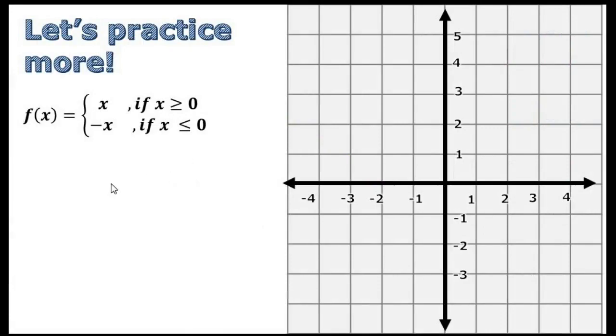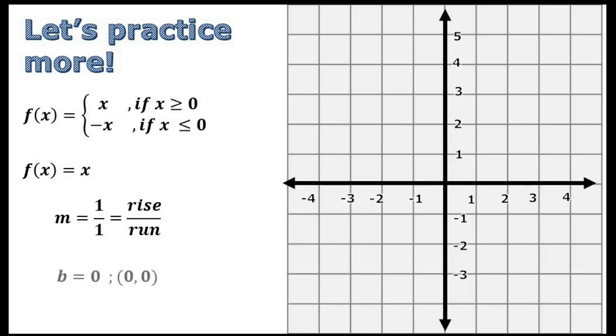Let us graph the given piecewise function. So we have here x if x is greater than or equal to 0, and negative x if x is less than or equal to 0. Now let's first graph f(x) equals x. That will be a slope, and the slope will be 1 over 1. So meaning we're going to move 1 unit above and 1 unit to the right.